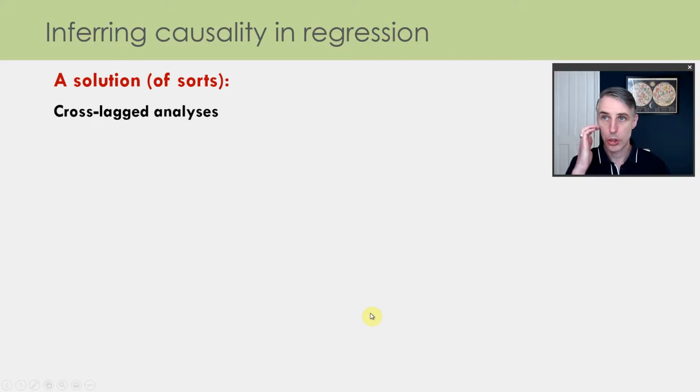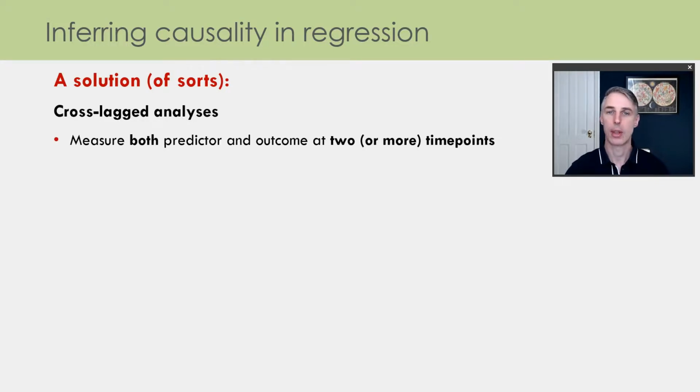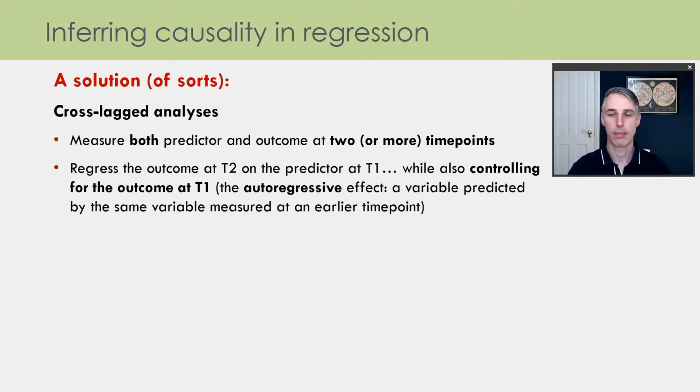So a very rough solution and an imperfect solution to this is what is known as cross-lagged analysis. So the basic methodological feature here is that both the predictor and the outcome variable are measured at 2 or more time points. So however many time points you have, let's just say 2 for simplicity, you're measuring both the predictor and the outcome variable.